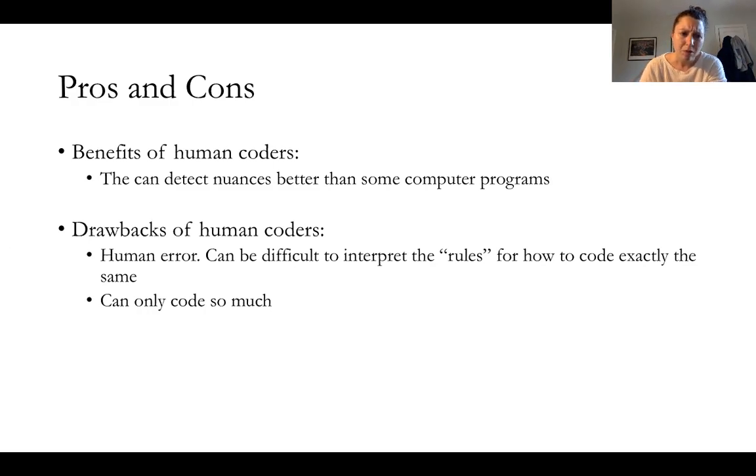And also, humans can only code so much content. We talked about how computers are really great because you can code thousands and thousands of pieces of content, be it speeches, interviews, book chapters, pieces of legislation, whatever it is. Humans can't do that much, but what they can do is find nuance and bring human capabilities that computers do not have. So those are some of the pros and cons of this research method.